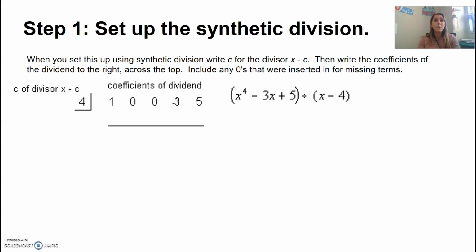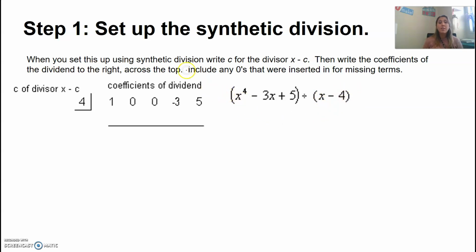The first step to setting up synthetic division is to look at the divisor, which is x minus c. That means an x value to the first degree minus some number. It could be minus 0, but it's going to be a minus a number or plus a number. This is what you're looking for: a linear term.